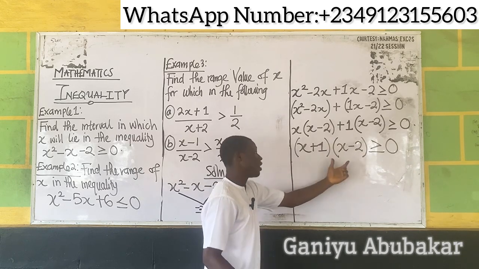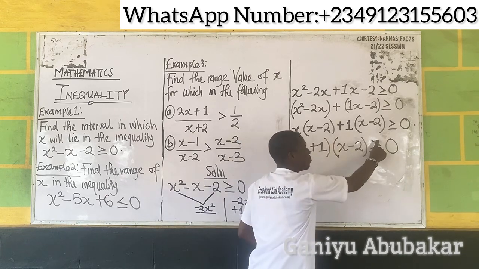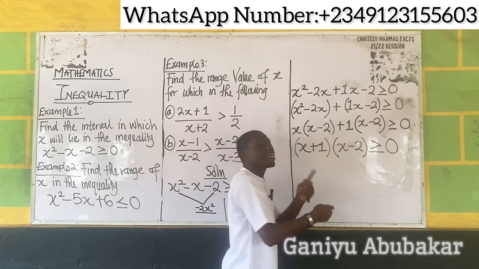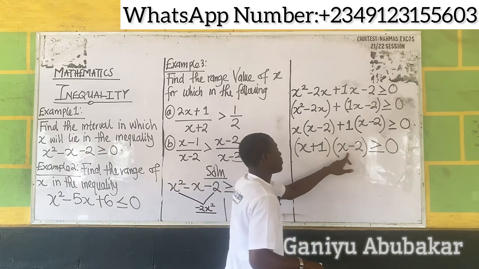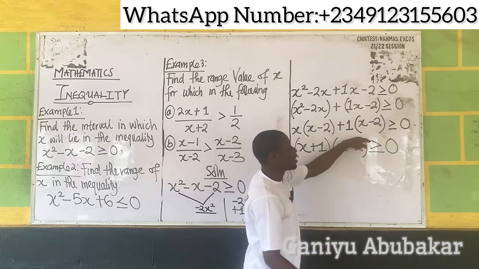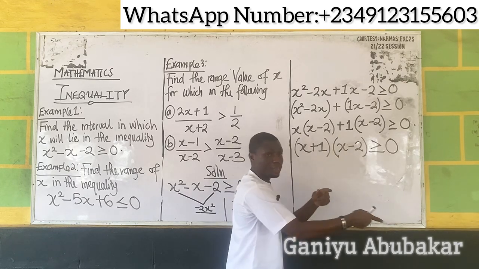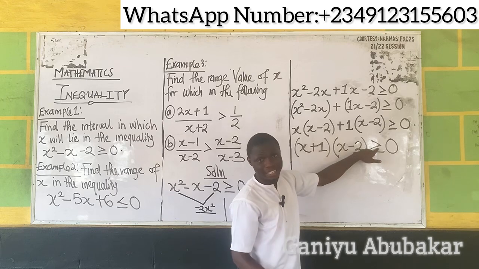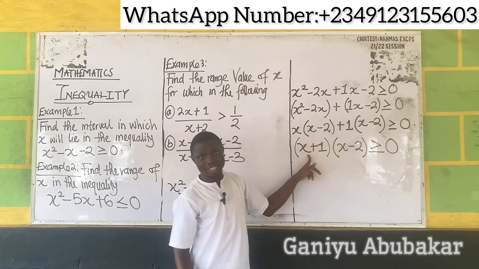The lesser term here is this one. So I have this one here, retain the symbol, while this one here takes the opposite of the symbol. That's all. So x minus 2 retains greater than or equal to 0, while for x plus 1 we switch the symbol. If it was greater than, this one goes with greater than, and this goes with what? Less than. That's the concept.